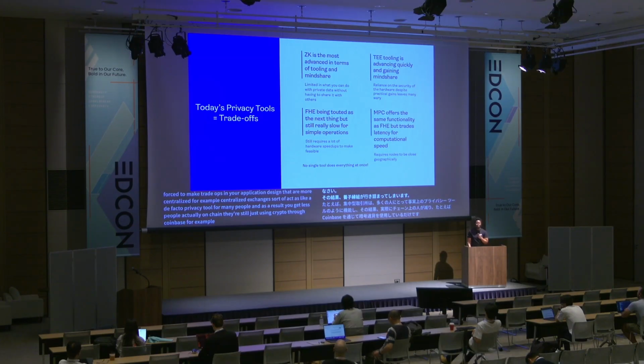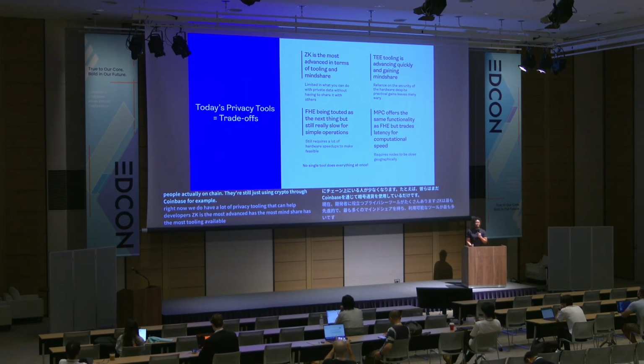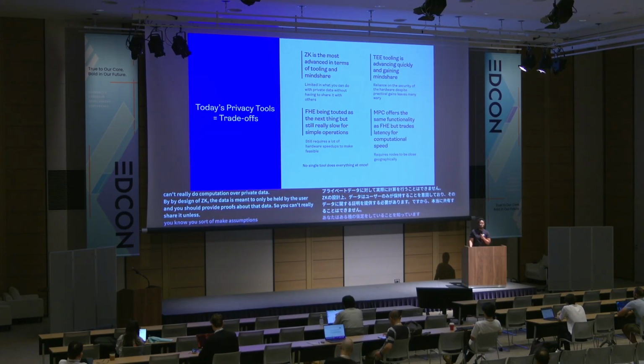Right now, we do have a lot of privacy tooling that can help developers. ZK is the most advanced, has the most mindshare, has the most tooling available, but you're limited in terms of what you can do with private data. Specifically, you can't really do computation over private data. By design of ZK, the data is meant to only be held by the user, and you provide proofs about that data. So you can't really share it unless you make assumptions about who is on the other receiving end of that data.